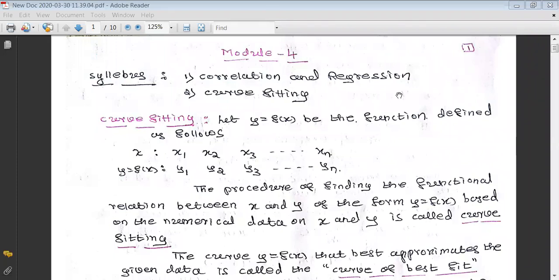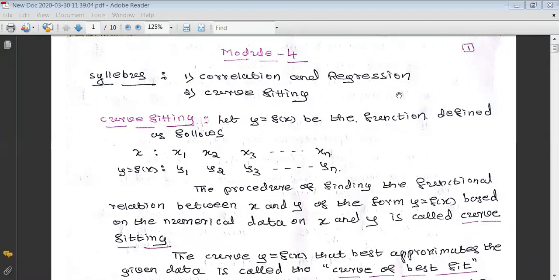Welcome to the first video on module 4. In this module, we have to deal with two important topics. One is correlation and regression, another one is curve fitting. First, let us concentrate on curve fitting. Later on, let us discuss correlation and regression.